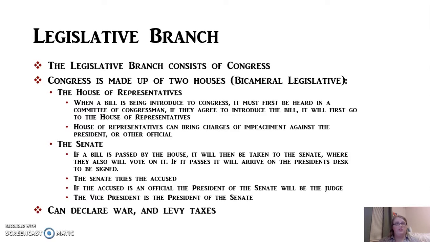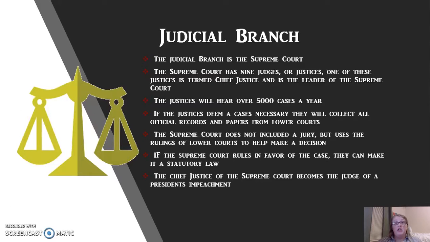Now, the judicial branch. The judicial branch is the Supreme Court. Once again, that's what it's made up of. The Supreme Court has 9 judges, or justices as they are called, and one of these justices is a Chief Justice, and they are the leader of the Supreme Court. They're the ones that usually talk.